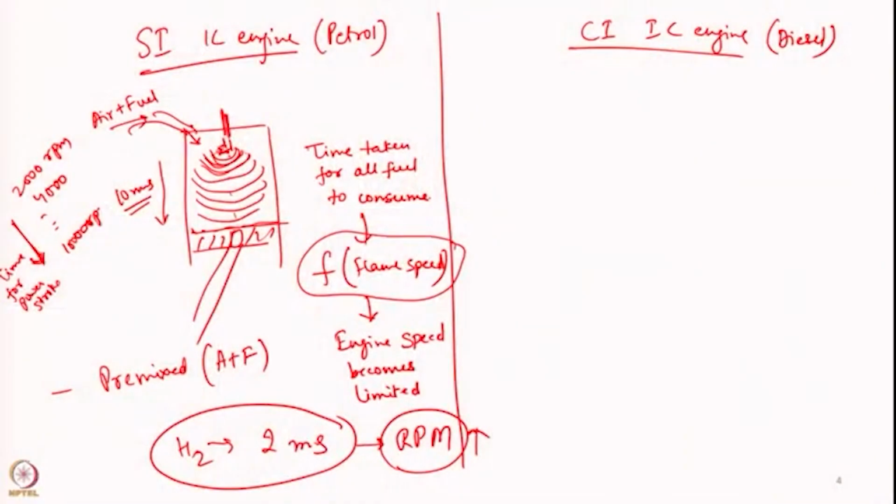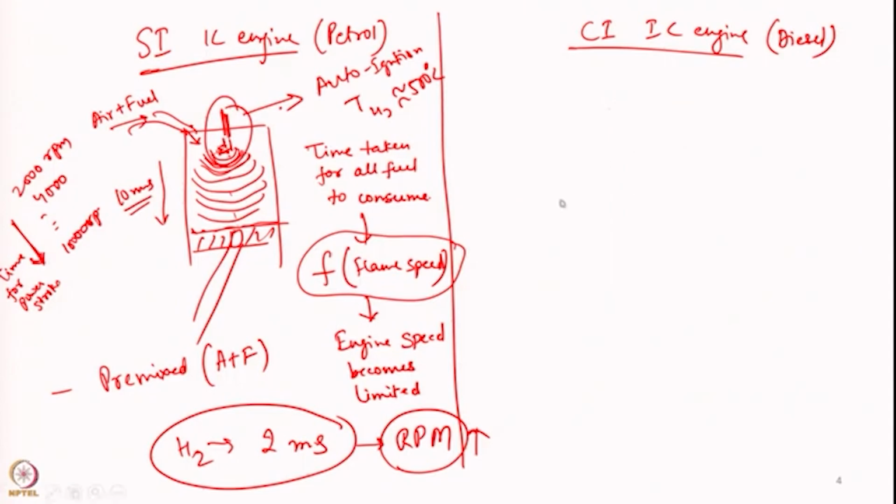But why do you need to have a spark ignition? For the given fact that the auto ignition temperature of hydrogen is around 500 degrees centigrade, and you need to give a spark to ignite it, because of what happens in a CI engine.